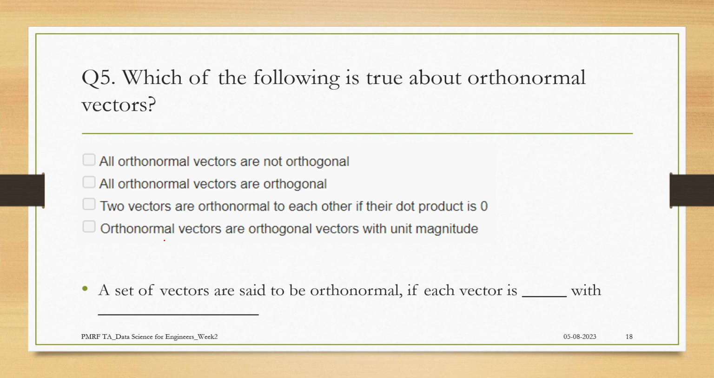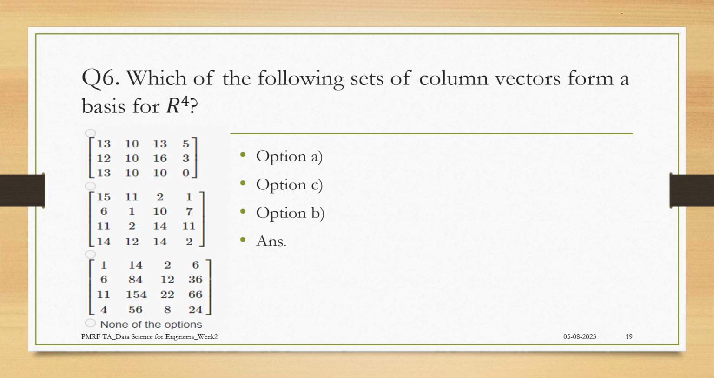What are orthonormal vectors? It is orthogonal and its norm is 1. Okay, yeah, each vector is orthogonal with unit magnitude. Yeah, the last option, that is true. Then which of the following sets of column vectors form a basis for R4?